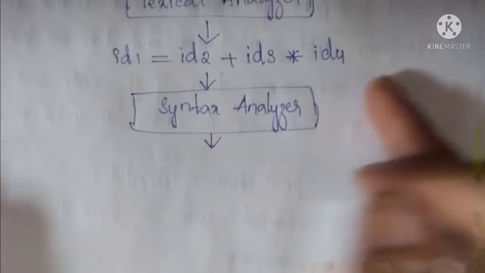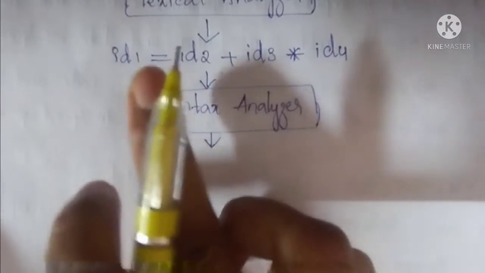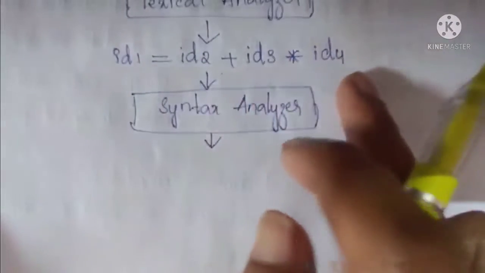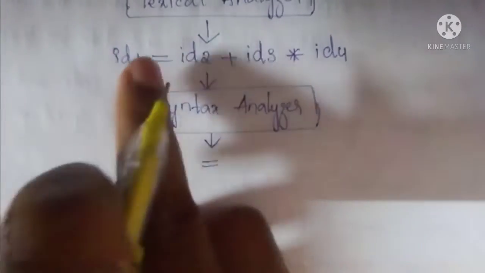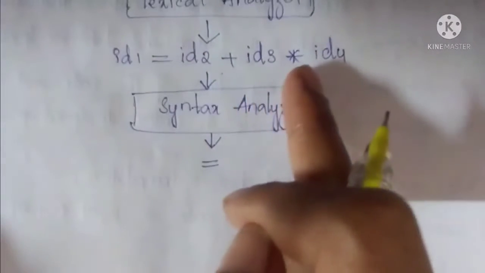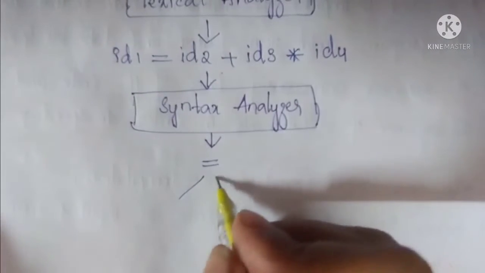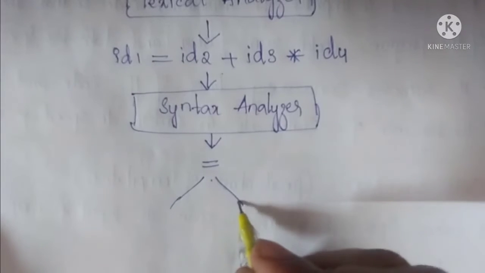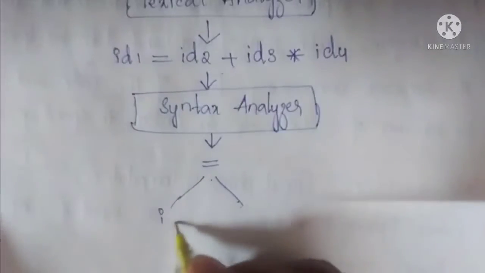So first take the operators. As the root node you have to take the operators, and as the child nodes you have to take the identifiers. Okay, first I am taking the equal to symbol. Why? Because this is the separation symbol between the left side and the right side. So first, as the root node, you have to take equal to. The same node will have the left side and also the right side, and for the left side we have ID1.